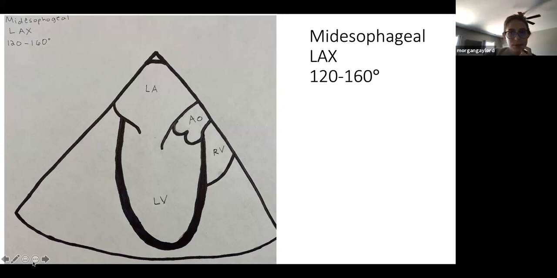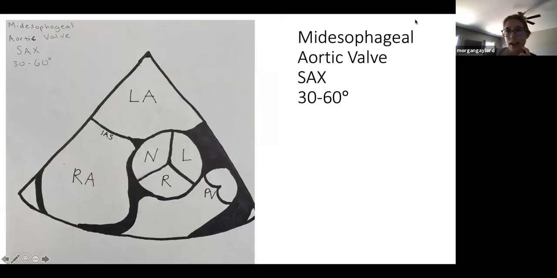All right, I'm going to keep going. Then I had esophageal aortic valve, short axis. This is 30 to 60 degrees. So obviously you can see the aortic valve super well. The right coronary cusp is on the bottom, and then the non-coronary cusp, and then the left coronary cusp. You can also see the left atrium and the right atrium, and then the outflow tract of the right ventricle, just the pulmonic valve.